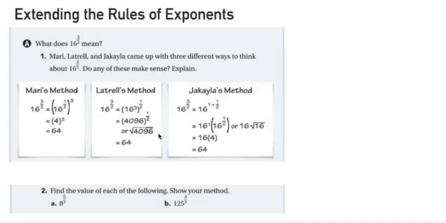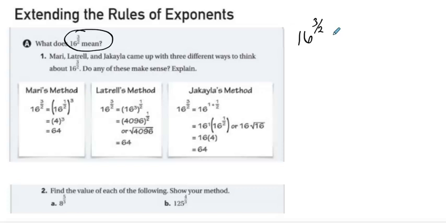Alright, next video, extending the rules of exponents. Here we go. So, part A says, what does 16 to 3 halves mean? So, 16 to the 3 halves power. Alright, so that's our first fraction. So we've dealt with whole numbers there. We've dealt with negative numbers, so now we have integers, and now we have rational numbers.